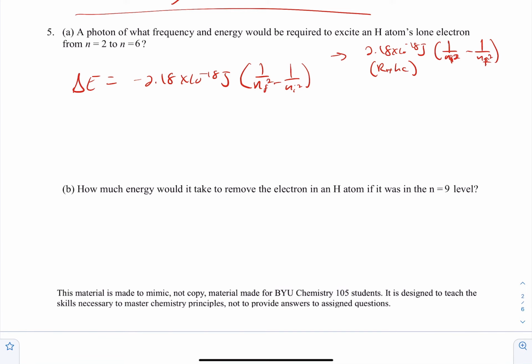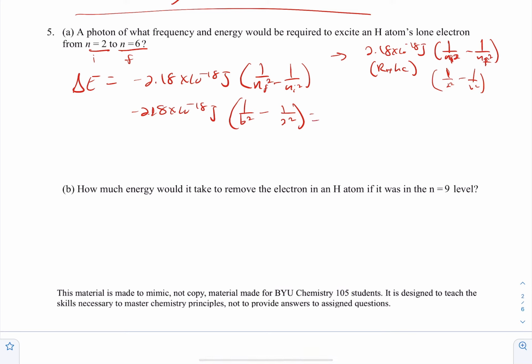So here's from n equals 2 to n equals 6, so 6 is final and 2 is initial. When I plug this in, 2.18 times 10 to the negative 18th joules, times 1 over 6 squared, sorry, minus 1 over 2 squared. Or remember, if you're using the other one, this would be 1 over 2 squared minus 1 over 6 squared. If you do that correctly, you should get a positive value out of this.